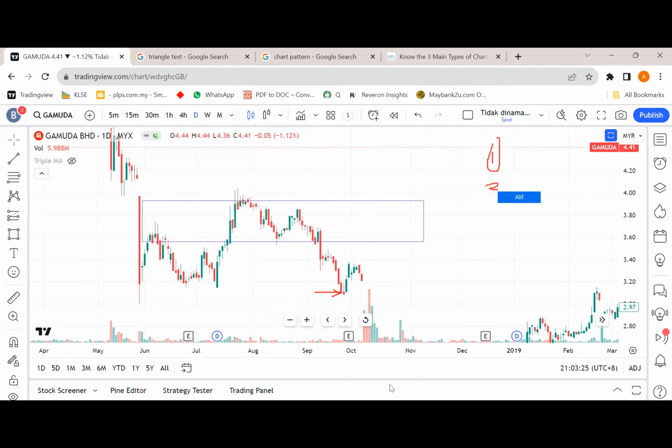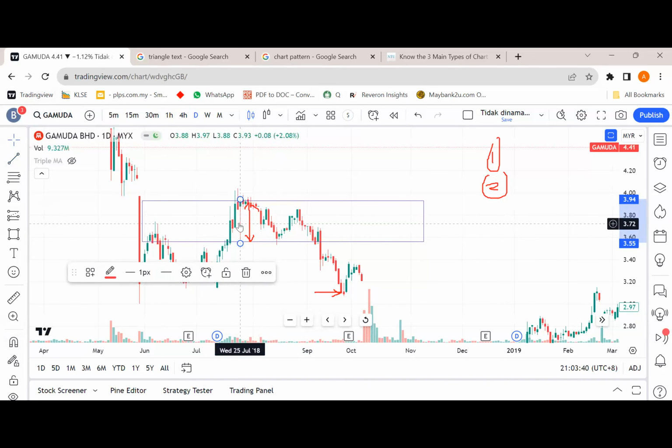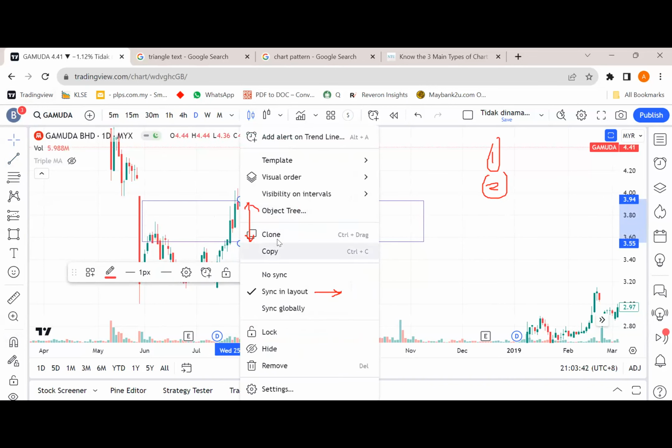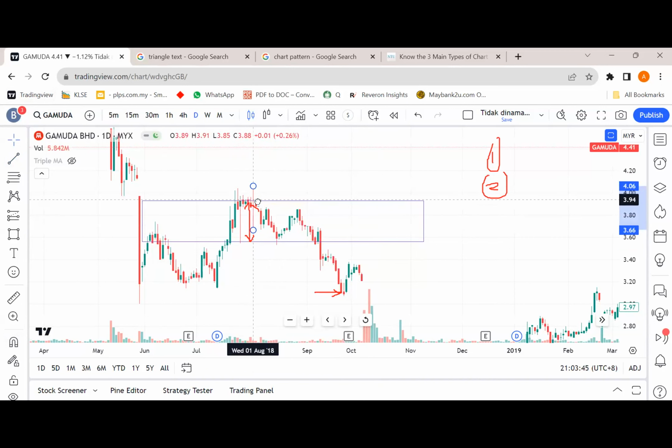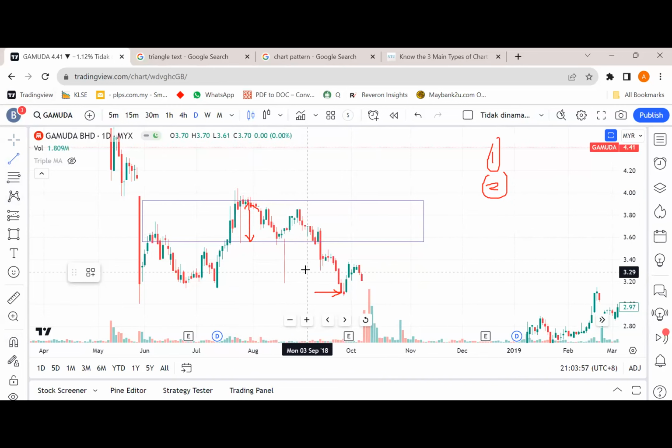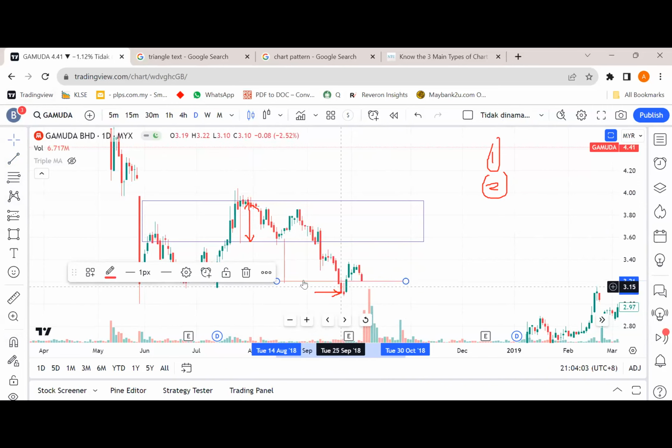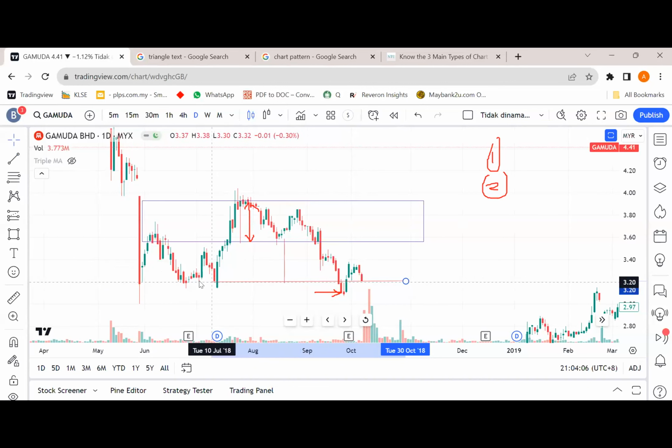Number 2 is the size of this candle. We use a trend line from here to here, and then you just clone. You drag downwards from the neckline. Remember, this is the neckline. That's why, like I said before, the neckline is very crucial, very important. You see, it almost reaches your target. Actually, this is the first target.